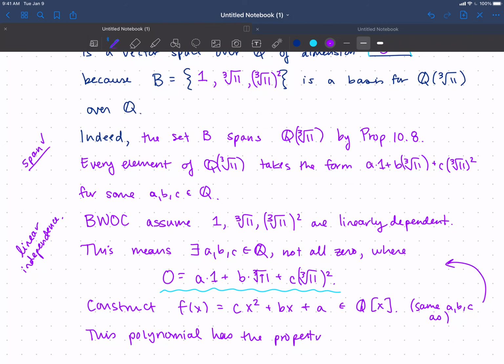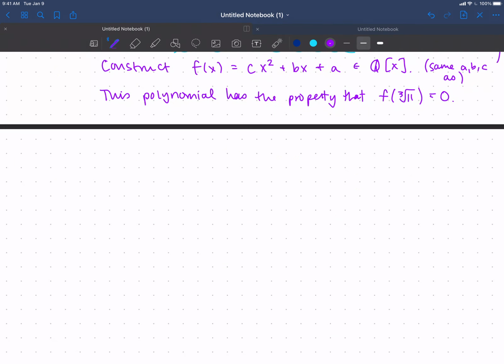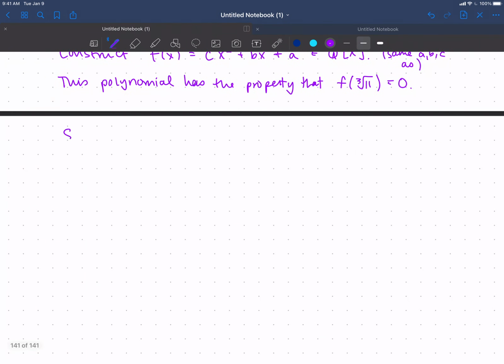Has the property that f of cube root of 11, when I plug it in, I get that blue underlined expression, and that means that it's 0. Since the coefficients are not all 0, right, that was our assumption that we had an interesting dependence relation, that we could write down 0 in a cool way with 1, cube root of 11 and cube root of 11 squared.